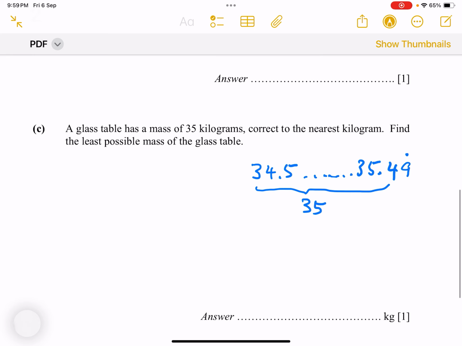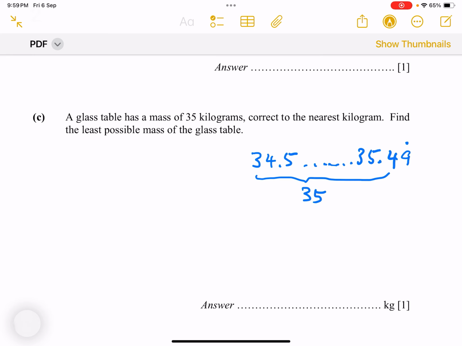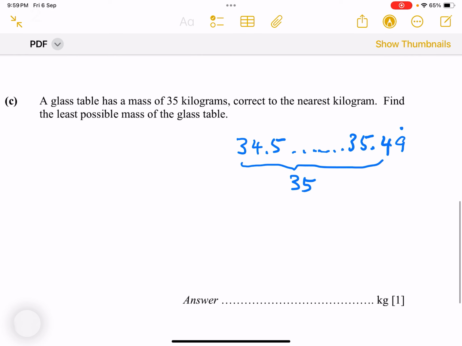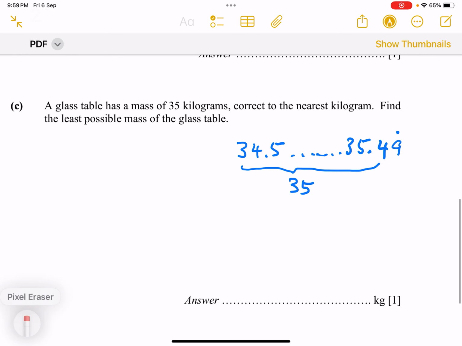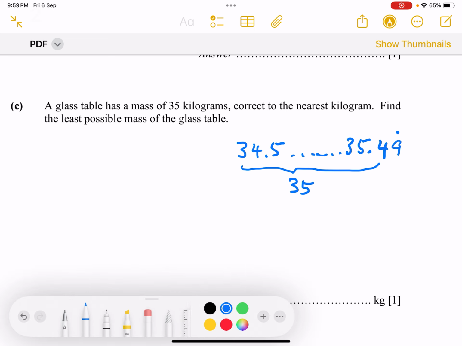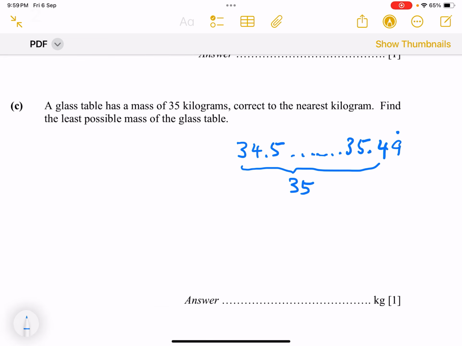A glass table has a mass of 35 kilograms, corrected to the nearest kilogram. So the smallest it can go is actually 34.5, which can be rounded to 35, and the highest it can go is 35.49999. Therefore, the answer is 34.5, which can be rounded to 35. That's the smallest.